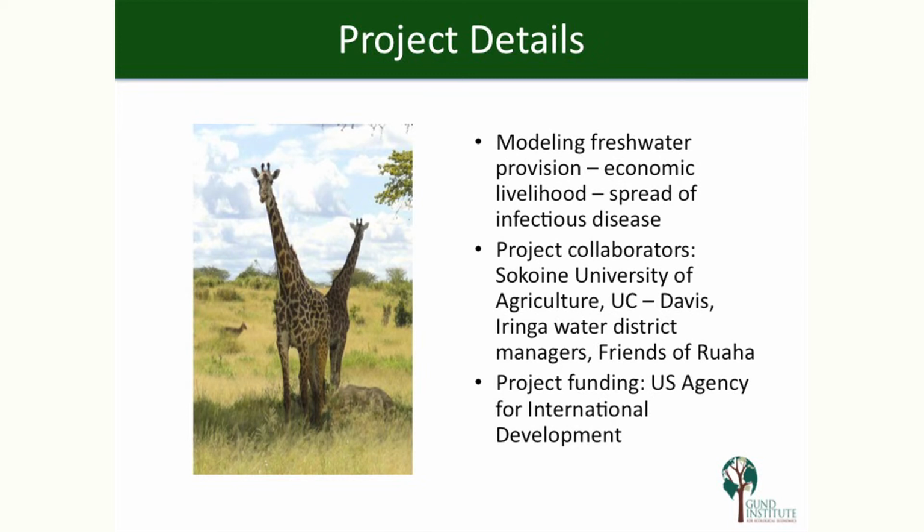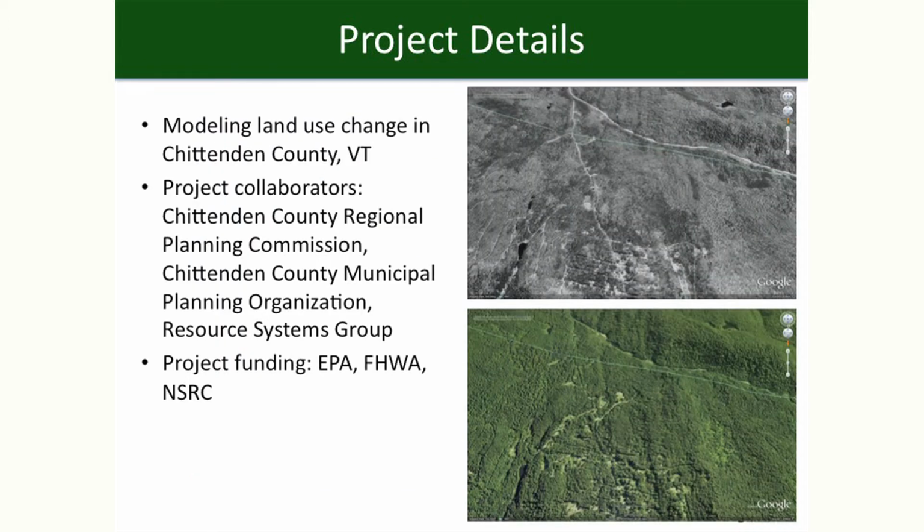And I'd like to just point out, I've done this for a number of different projects. First of all, looking at freshwater ecosystem services in Tanzania and its relationship to economic livelihoods and the spread of infectious disease. I used a different model and a different modeling platform to model land use change in Chittenden County with a wide range of collaborators to look at infrastructure and policy alternatives and the effect on land use outcomes.